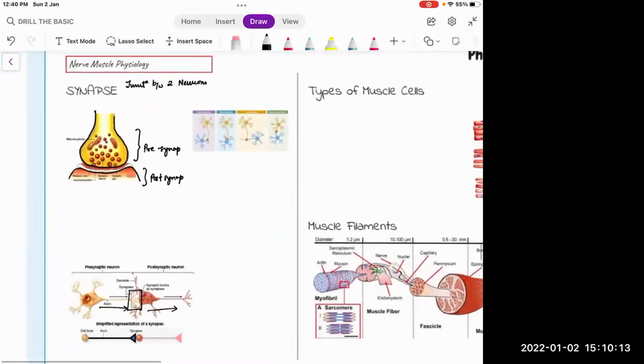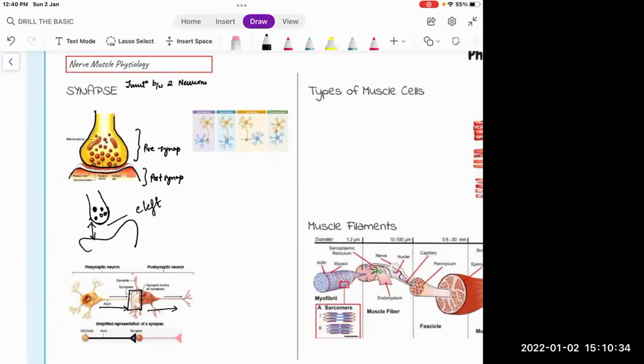If you look into this structure classically, there is the presynaptic neuron and the postsynaptic neuron. In between these two neurons you have the space called the synaptic cleft. And this presynaptic neuron will contain numerous vesicles.